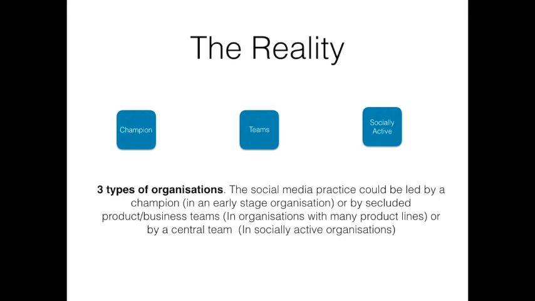So, for example, the first types of organizations are the champion-led organizations, where these are early stage organizations, and essentially there is a champion or a person who spearheads the social media or digital aspects, and he or she is an early adopter, and he or she would want the organization to really imbibe the social media or digital marketing best practices and go on and scale further.